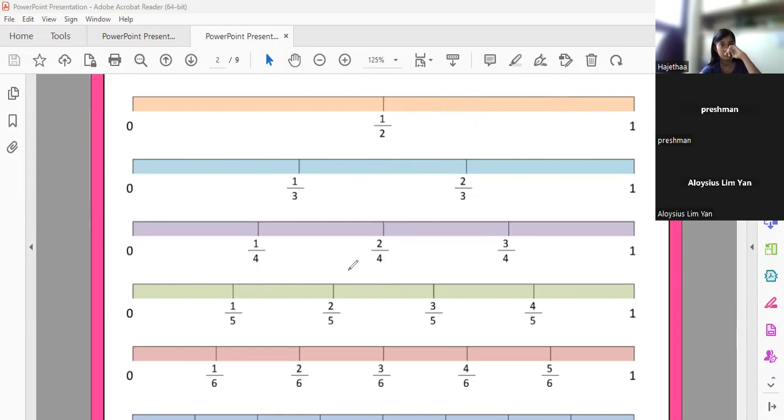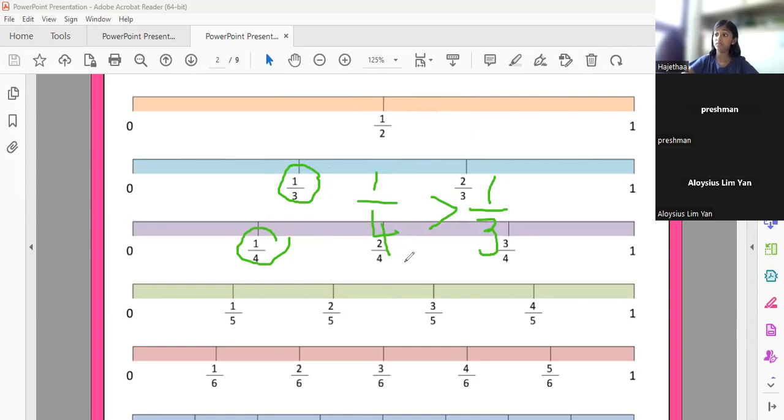Now, 1/4 is bigger than 1/3. Is this true or false? Look at 1/4. 1/4 is here. Look at 1/3. So when I say 1 over 4 is bigger than 1/3, is it true? Can you see 1 over 4 here, 1/3 here? Is this bigger or is this smaller?